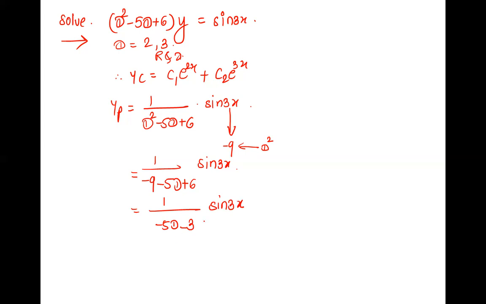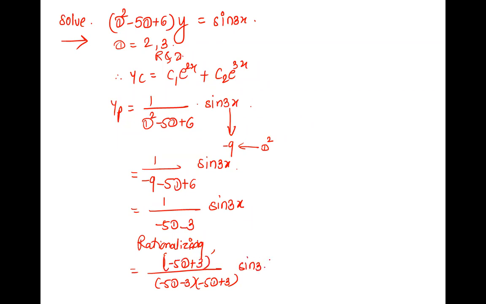Now, if we see here, the function is sine, but there is no d square in the denominator. So we have to rationalize. I told you, whenever there is a simple term of d in the denominator, rationalize it. So what is the rationalization term? Just change the middle sign. Minus 5d plus 3, and multiply it to the numerator and denominator. Minus 5d plus 3 sine 3x.